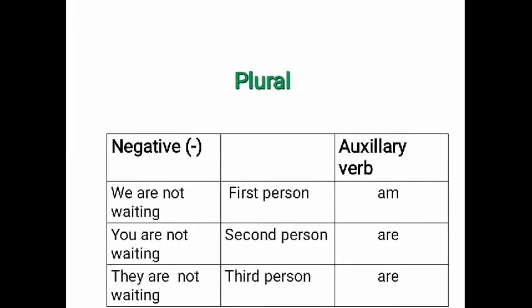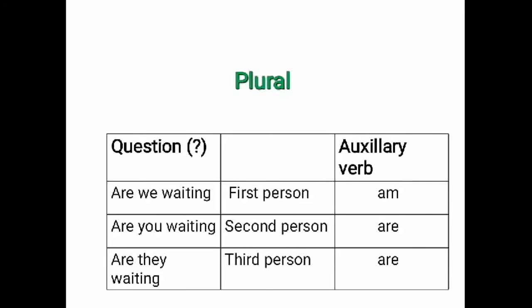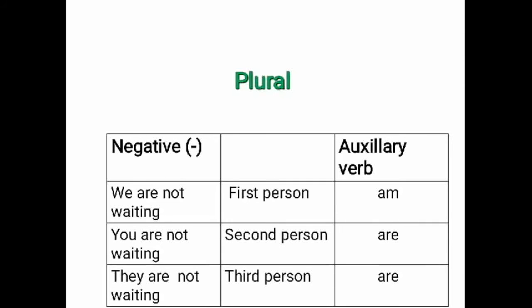Negative sentences and questions of plural subjects and its auxiliary verb have to follow the same rules like positive sentences of plural subjects and its auxiliary verb. Their sentences are the same. In negative sentences, you have to add the word not.